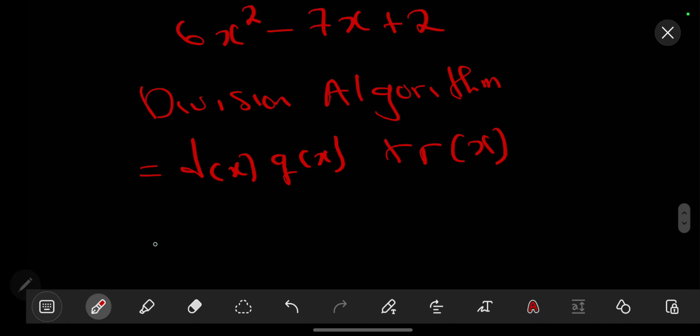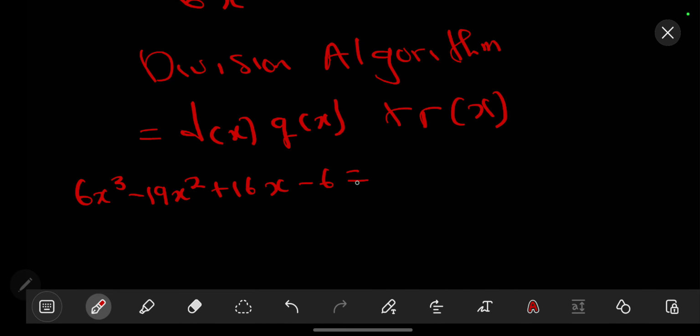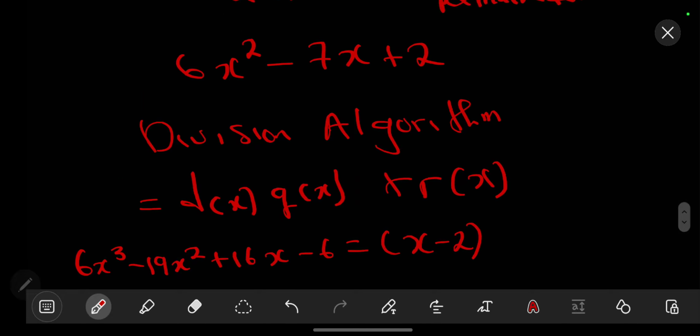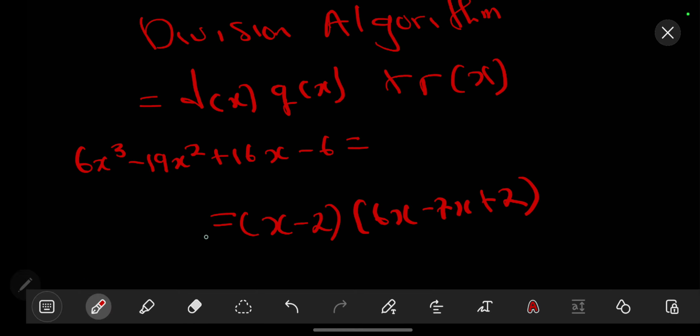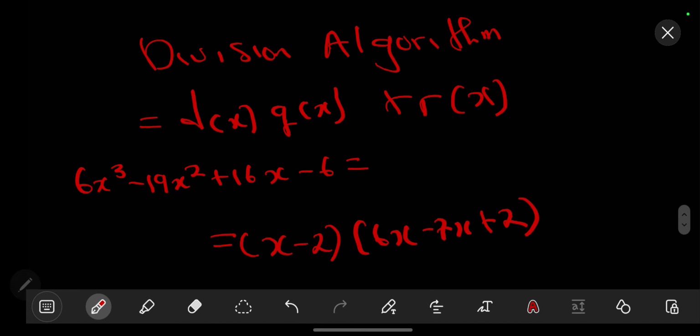So now, your divisor is the one that you are dividing. So for the equation, 6x to the power 3 and so on should be equal to the divisor, the number we were dividing into, which was our x minus 2, then the quotient, which is the result, our 6x squared minus 7x plus 2, then we add plus our remainder. Due to space, we have just put it here, so you can just write it there. Then we have plus our remainder. So our remainder is found to be 2.